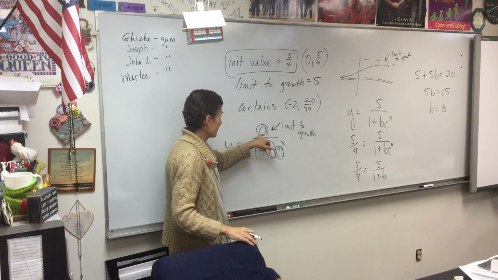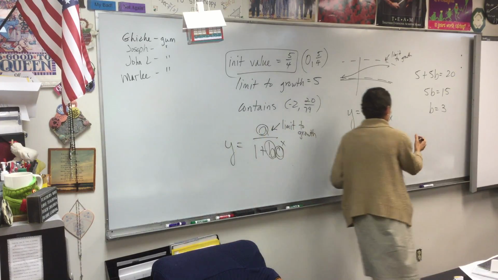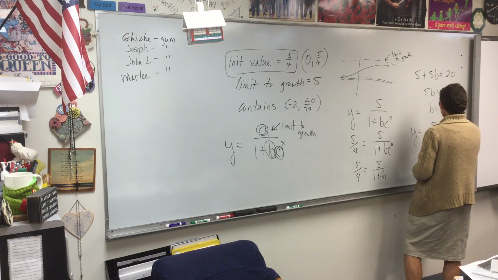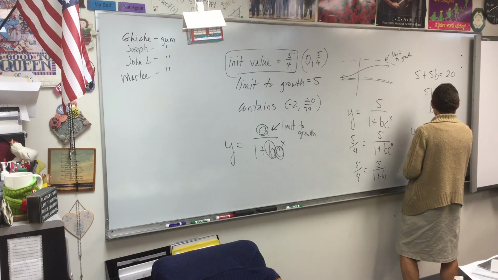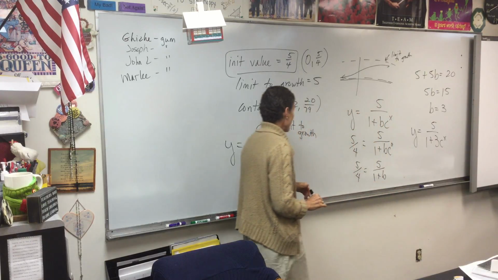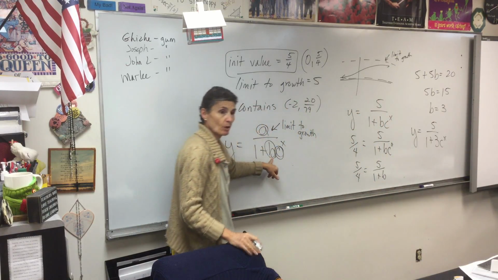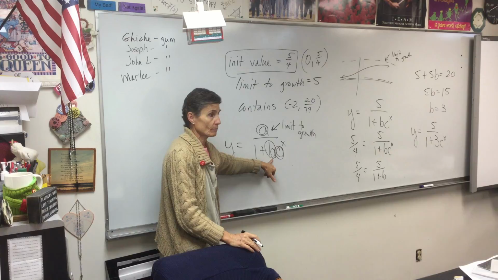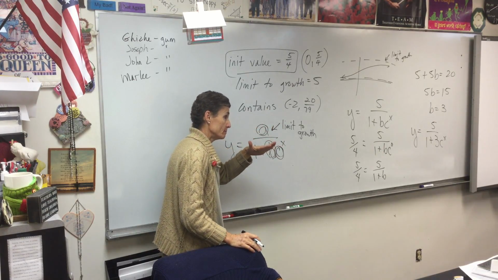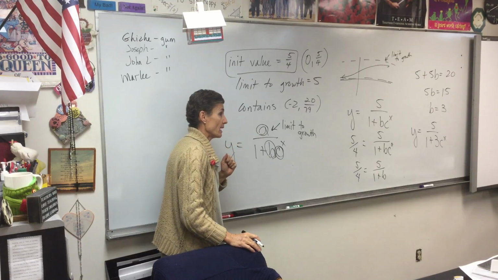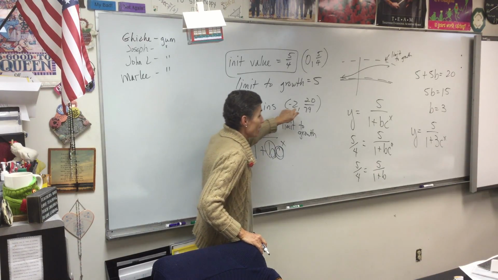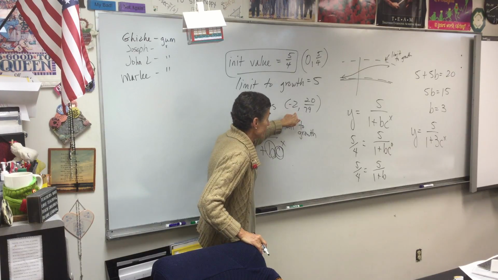So remember, we had 3 variables. A was right away, we got that one. Now we know B. So now we've got an equation that looks like this. Y equals 5 over 1 plus 3 c to the x. We have found our A and we found our B. So now, Katie, we'll find our C by plugging in the other random point.